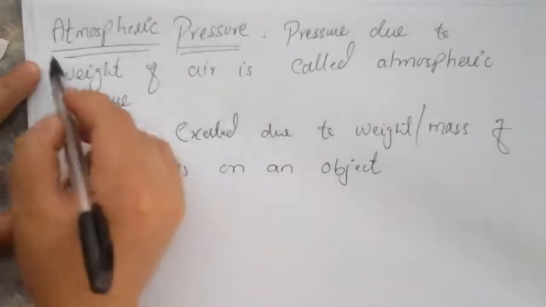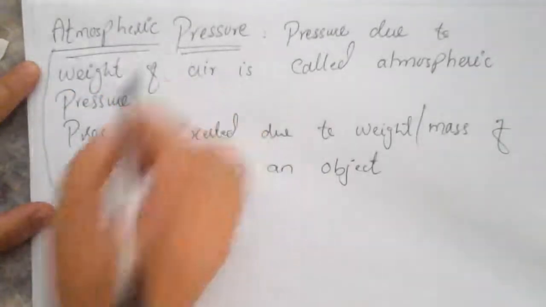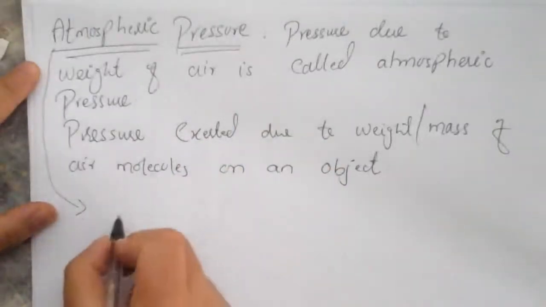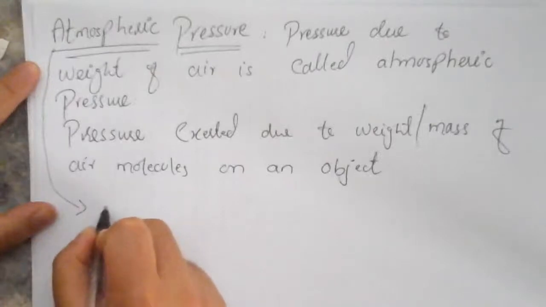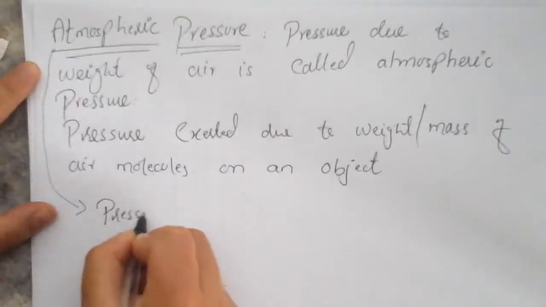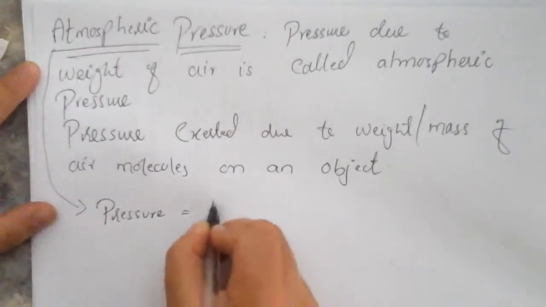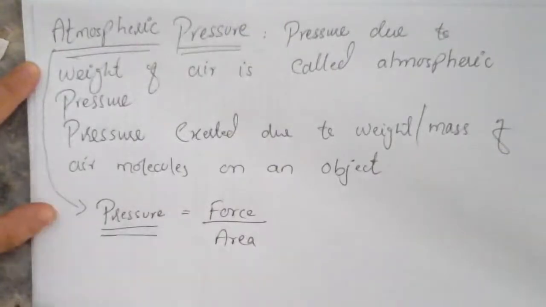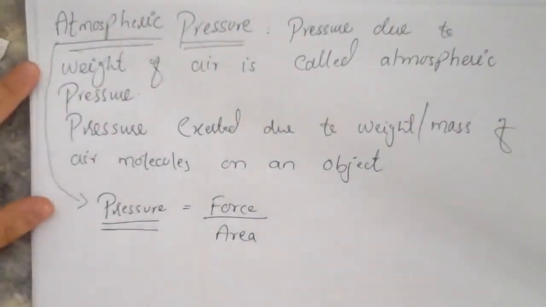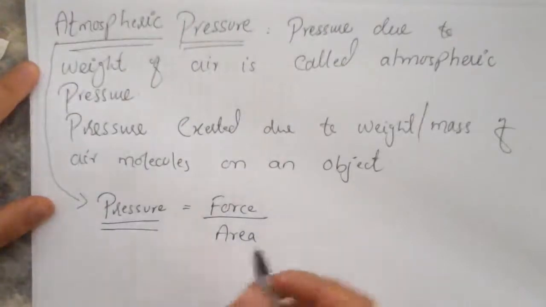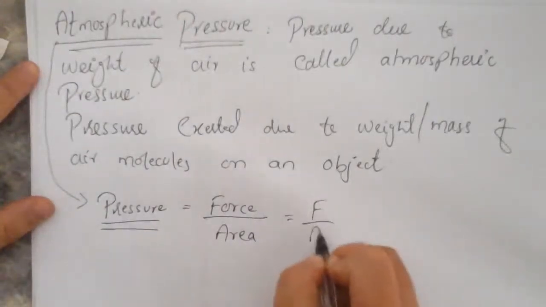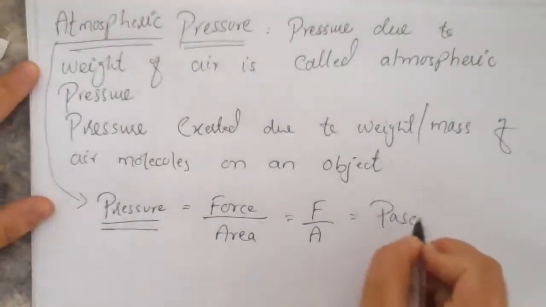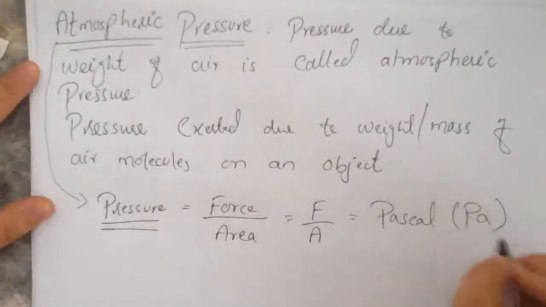Okay, so how are we going to find the formula, or how do we calculate the atmospheric pressure? If you remember, we have learned that pressure can be defined as force acting per unit area. This is called pressure. So what about atmospheric pressure? Force over area is the formula for pressure, and its unit is Pascal, usually denoted as Pa.